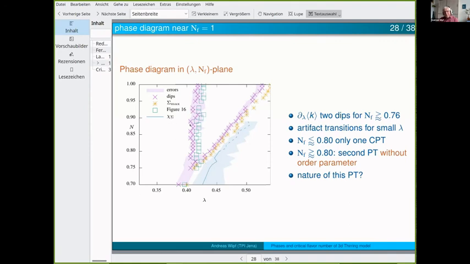Okay, so this second phase transition was a big surprise to us, and we still don't really understand what it means. It's a sort of interaction-driven phase transition without order parameter, we believe. But we didn't continue so far to study the nature of this phase transition. Again, there's spontaneous symmetry breaking only for n below roughly 0.8, and above that there's none. But there may be this additional phase transition which is not understood up to now.